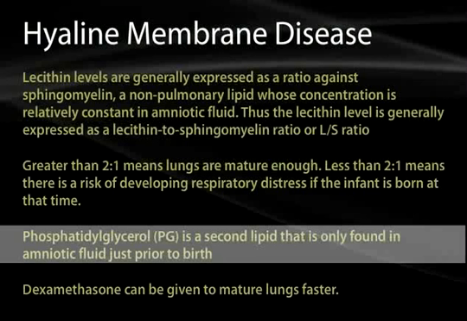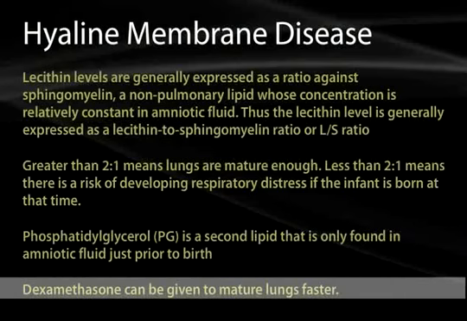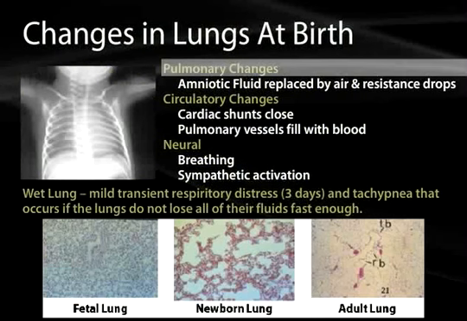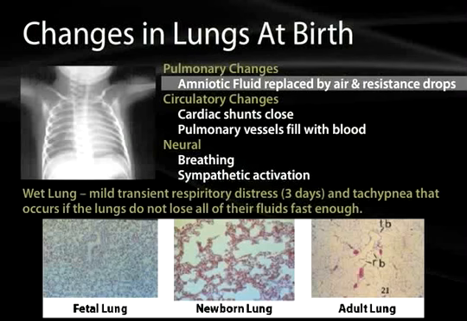The phosphatidylglycerol, PG, is another lipid that is only found in the amniotic fluid right before birth. So if you find that the phosphatidylglycerol levels are high, it's actually a pretty good indication that they're going to have birth pretty soon. Dexamethasone can be given to help mature the lungs faster, as well as the surfactant. So if there's a pregnancy that's high risk and they want to try to develop the lungs prior to inducement, they can provide dexamethasone for a little while to make sure that that baby comes out with healthy and functioning lungs.